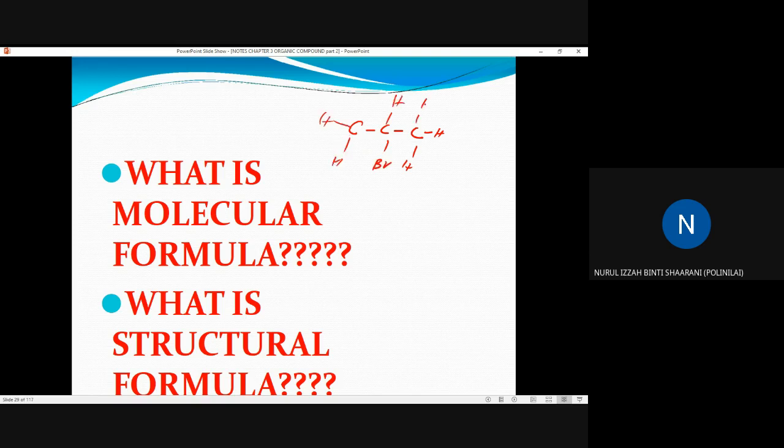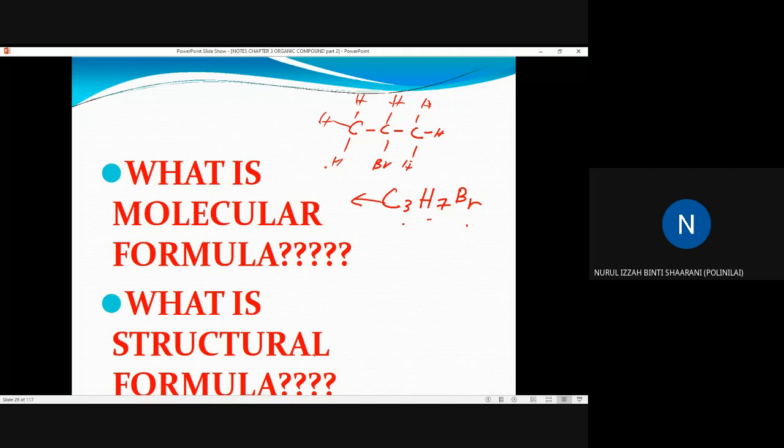Hydrogen, hydrogen, hydrogen, hydrogen. So molecular formula is, you write down how many carbon you have, how many hydrogen you have, how many bromine or any other atom that you have. So we combine it together. So C3, H ada berapa ni? 1, 2, 3, 4, 5, 6, 7. 7, okay, Br. C3, H7, Br. So this is molecular formula.